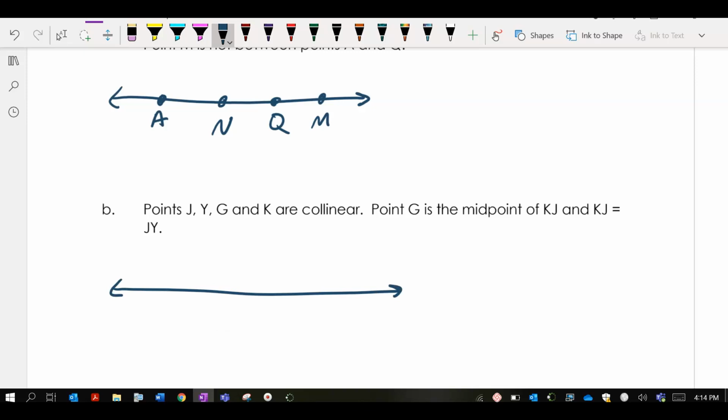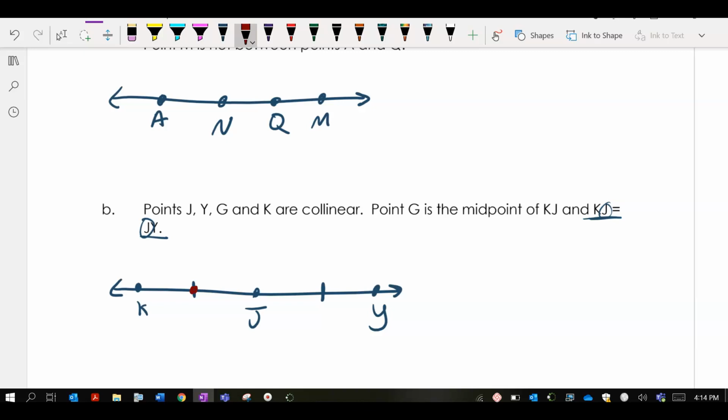I'm going to first start out with actually this last statement here, KJ equals YJ. So I'm going to put the K and then over here the Y, and you'll see why I did that, and then J in the middle. Here, J is happening in both of them. Okay, we know that they're both equal, so these segments are going to be congruent. Awesome. And then it says that G is the midpoint of KJ.